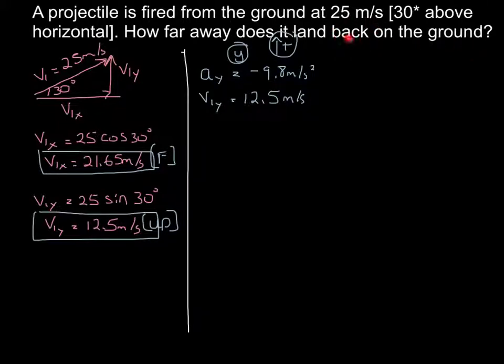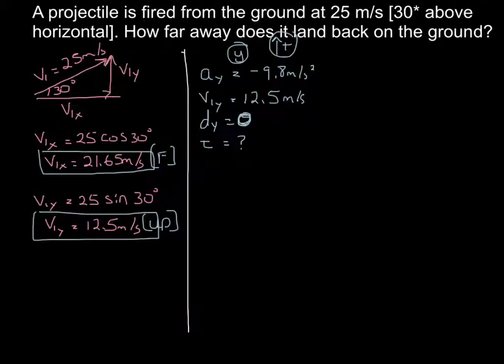So if it starts on the ground and it ends back on the ground, that tells me something about displacement. That tells me that dy is 0. So it starts on the ground, it ends back on the ground. Displacement in the y direction is 0. And the thing that I want to solve for in this case is time. The reason I want time is because time is the same in both the x and y direction, because time is a scalar, not a vector, so it has no direction.